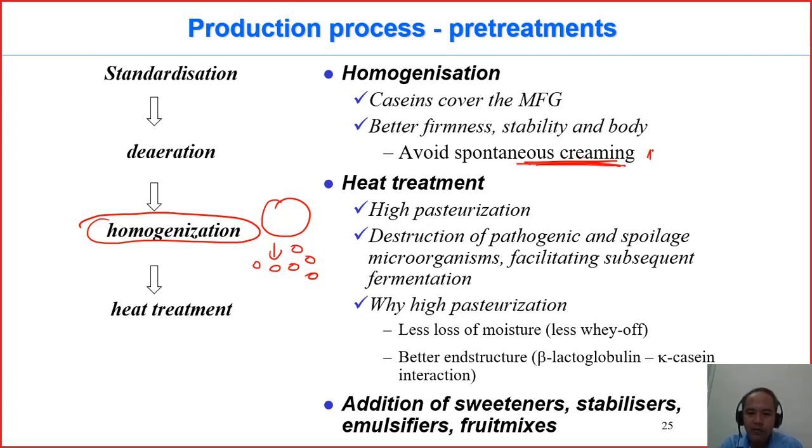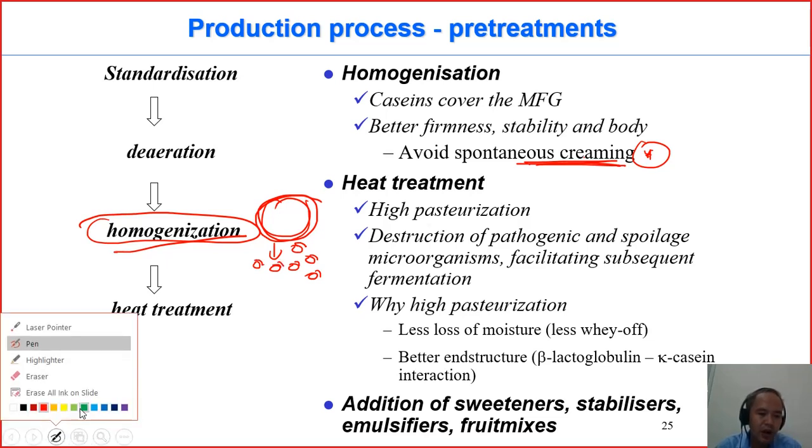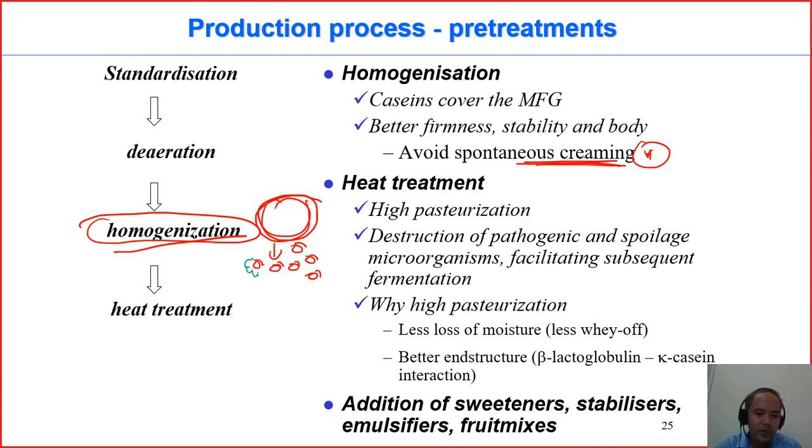However, we already discussed in this part that when we do homogenization, the original MFGM membrane is now not enough to cover the new membrane, right? So we should have other new surface active material to cover. And the new surface active material to cover is actually casein micelle. Casein will cover the new fat globules.